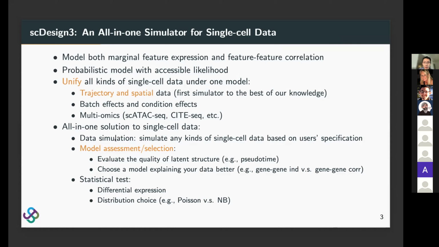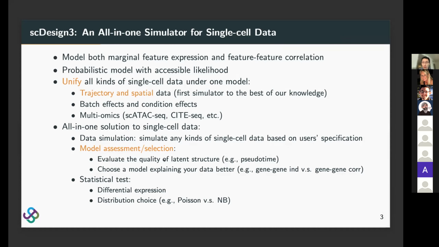The first and the most important usage for this is to do the data simulation, because it can simulate any kinds of single-cell data based on users' specification. And the second usage is very interesting. It can help you to do the model assessment or model selection.